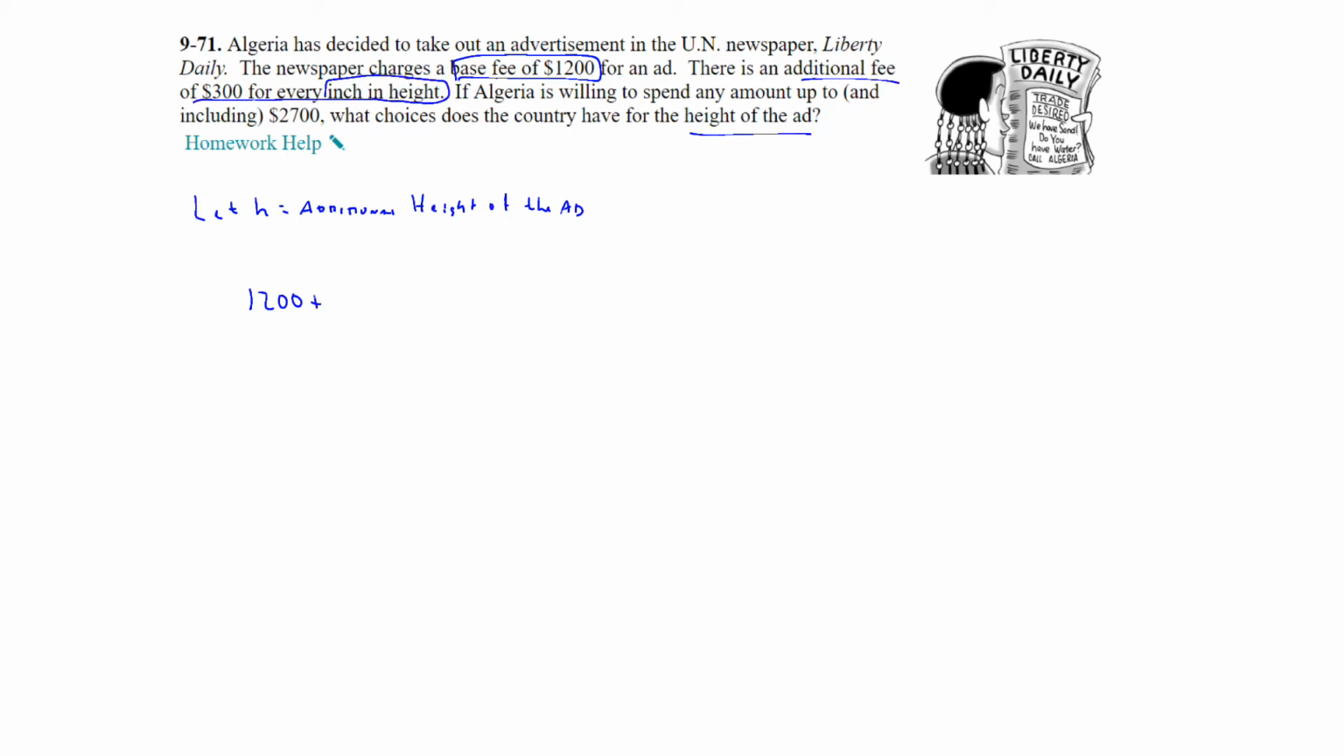And then we're going to add the additional fee of $300 for each inch. So for each additional inch, and by the way, the height is in inches. So that means we're going to add an additional $300 for each inch that is added. So $1,200 plus the $300 times h. They're only willing to spend an amount up to and including $2,700. So not $2,700 exactly, up to and including $2,700. So this amount could be anything that is less than or equal to $2,700, because they're willing to spend $2,700, but not anything above that.